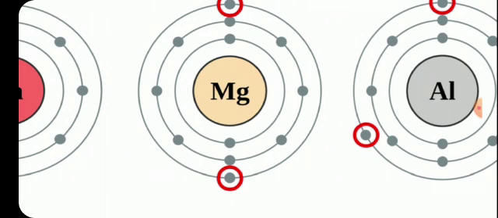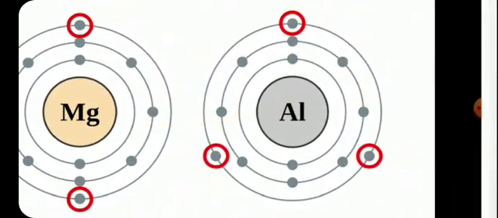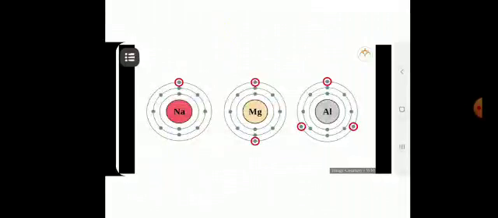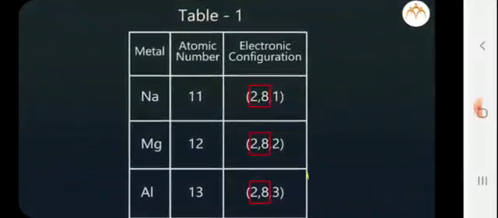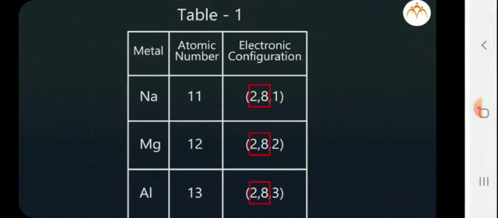Circles are made so as to show valence electrons. Aluminium has electronic configuration 2, 8, 3. So 3 valence electrons are there in M shell. This table shows electronic configuration of sodium, magnesium and aluminium. The red box shows that 2, 8 is common in all these 3 atoms of metals, sodium, magnesium and aluminium respectively. And sodium has 1 valence electron, magnesium contains 2 valence electrons and aluminium has 3 valence electrons.